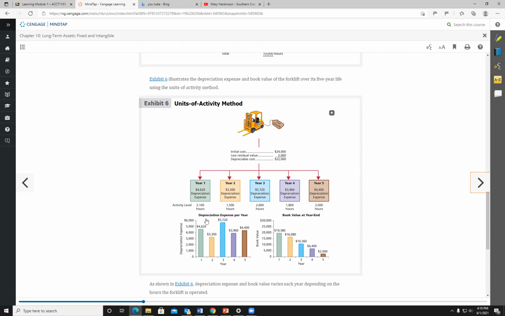So that's the units of activity method. Now on the straight line method, it was all the same. It was just straight across, hence the straight line method. But in the units of activity method, it's all based on hours it was used that year, so it does fluctuate. But we can see the declining book value at the end of each year. And at the end of year 5, we were still left with a residual value of $2,000.